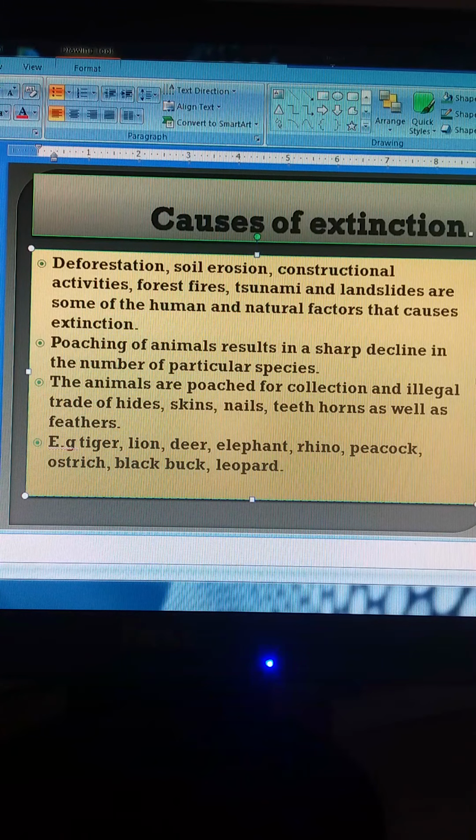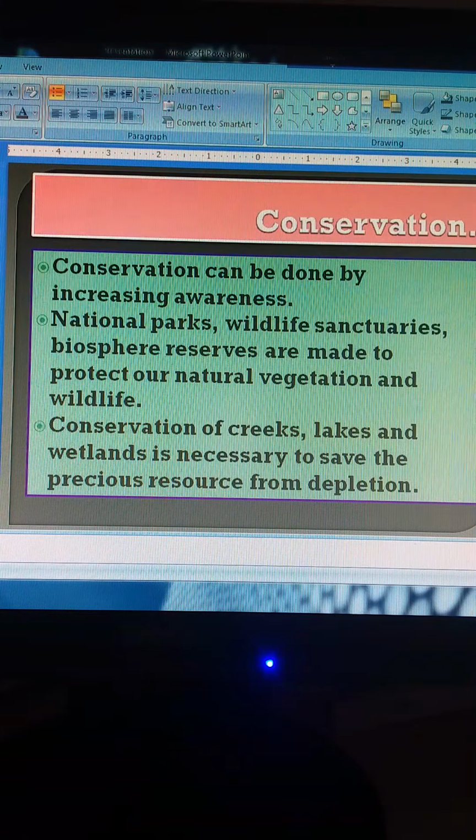To protect them, various conservation methods have been taken up as initiatives by the government. National parks, wildlife sanctuaries and biosphere reserves are made to protect our natural vegetation and wildlife. The conservation of creeks, lakes and wetlands is necessary to save these precious resources from depletion.